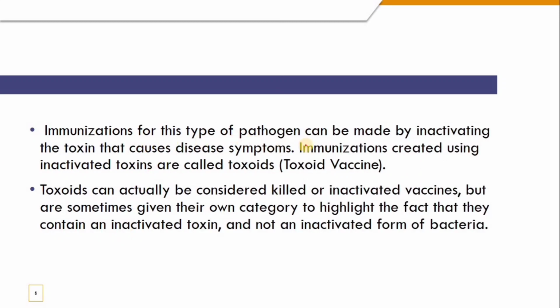Immunization for these types of pathogens can be made by inactivated toxin that causes disease symptoms. Immunizations created using inactivated toxin are called toxoid vaccines. Toxoids can actually be considered killed or inactivated vaccines, but are sometimes given their own category to highlight the fact that they contain an inactivated toxin and not an inactivated form of bacteria.